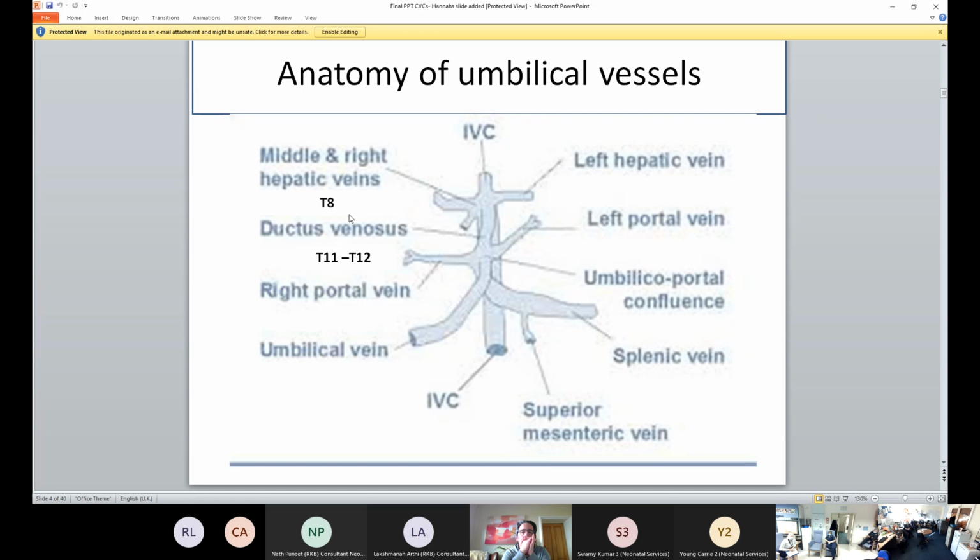We need just to have an idea about the vertebral levels of these landmarks. So the portal vein is at the level of thoracic vertebrae between 11 and 12, and the hepatic veins at the level of thoracic vertebra number 8, because that's how we're gonna verify the position on X-ray.